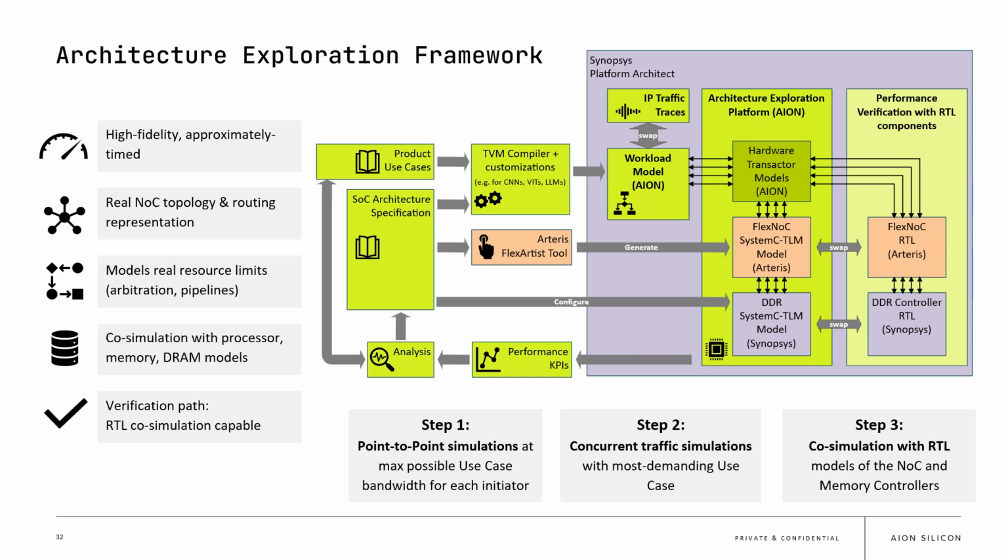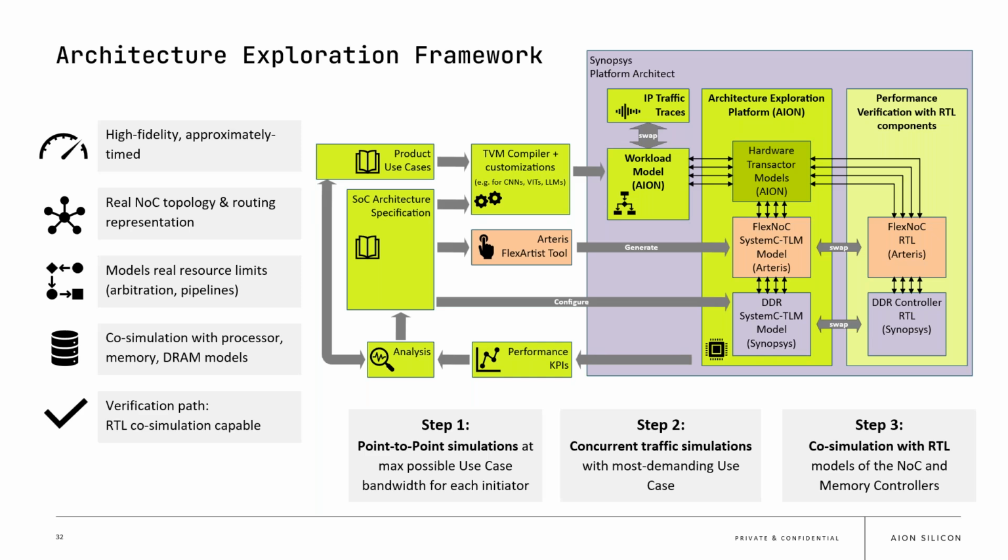In this platform, we can also swap the SystemC models with RTL. So you've got the arrow showing the swap. As and when you have RTL available, you swap your SystemC model with cycle accurate models and observe how that changes your performance data, your simulation data. Also, you can swap the workload model with IP traffic traces, if you have those available. So that's another approach.